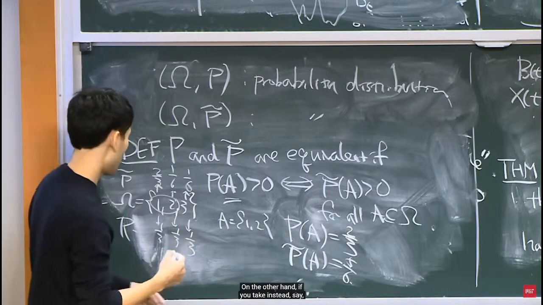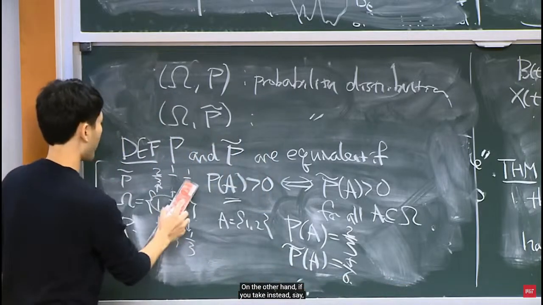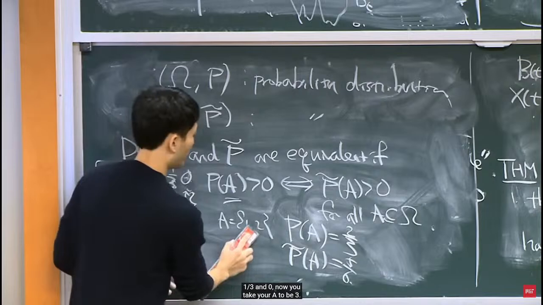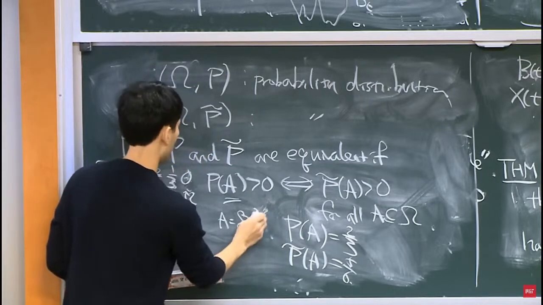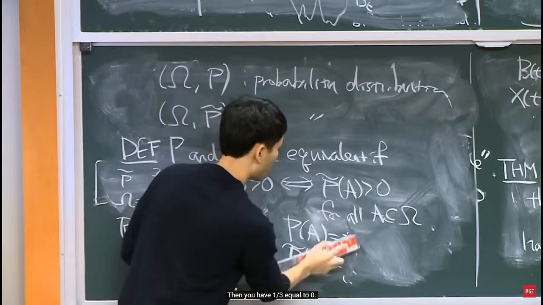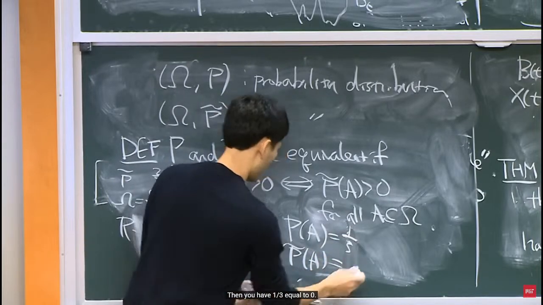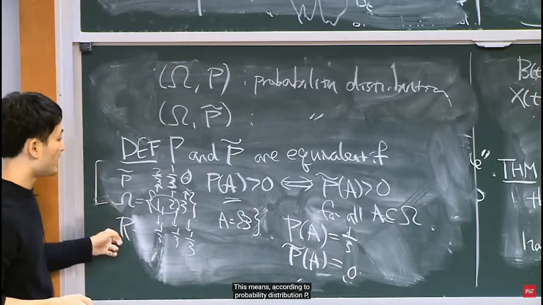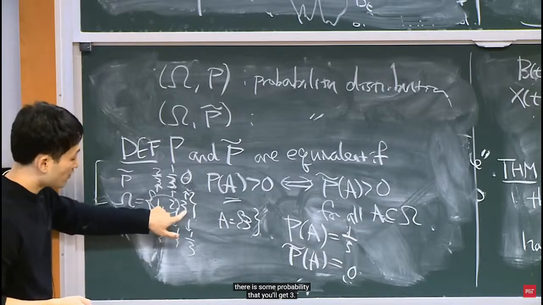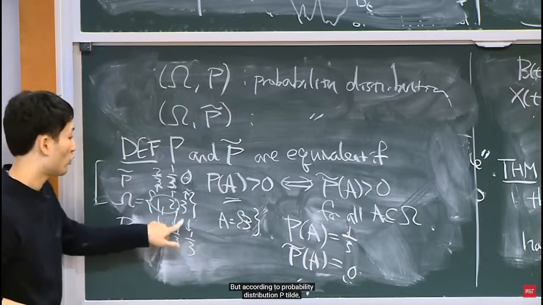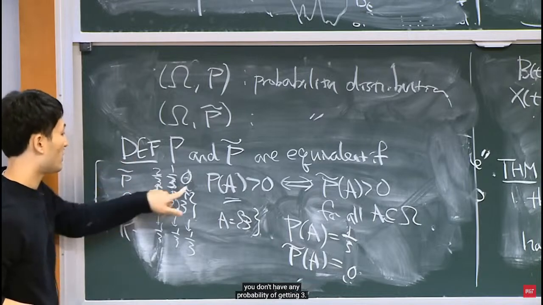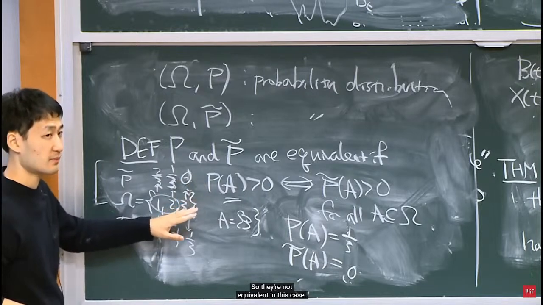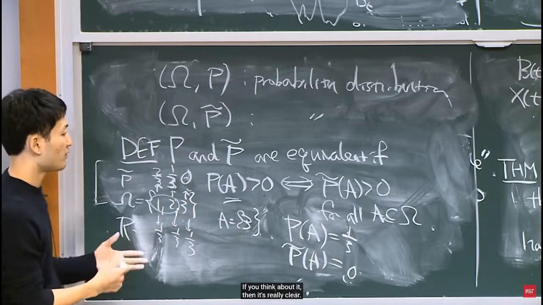On the other hand, if you take instead, say, 1/3, 2/3 and 0. Now you take your A to be {3}. Then P of A is 1/3, but P tilde of A is equal to 0. So this means, according to probability distribution P, there is some probability that you'll get 3. But according to probability distribution P tilde, you don't have any probability of getting 3. So they're not equivalent in this case. If you think about it, then it's really clear.